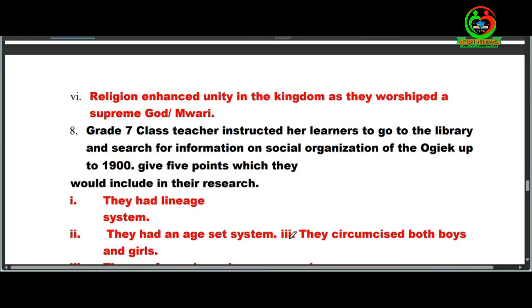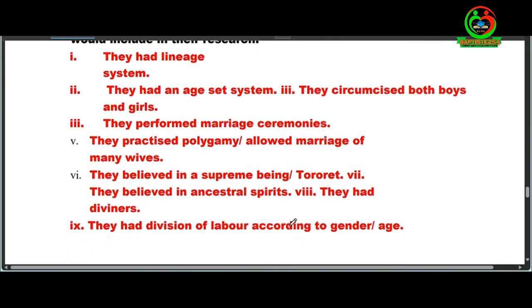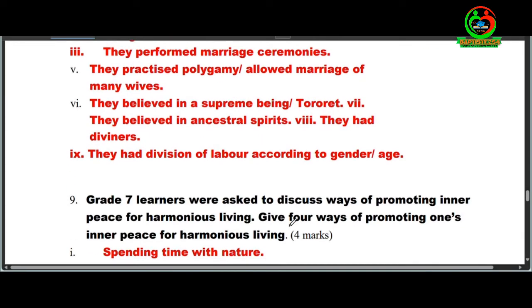A grade 7 class teacher instructed Halana to go to the library and search for information on the social organization of the Okiek of Kenya. Give 5 points which they would include in their research. 1. They had the lineage system. They had the age set system. Number 3, they circumcised both boys and girls. They performed marriage ceremonies and so on. So you will read more.